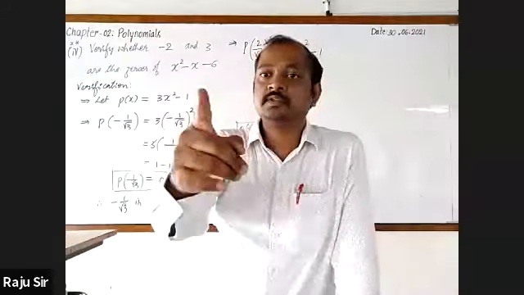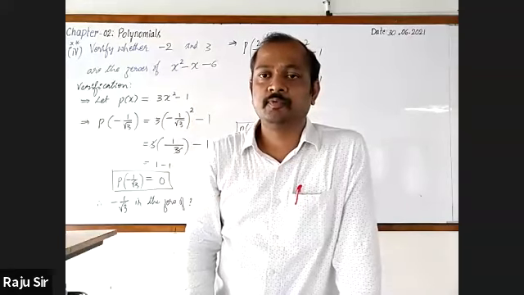Sir, 3 is a zero of x square minus x minus 6. What about minus 2? Sir, minus 2 is also 0. Sir, minus 2 is 0.